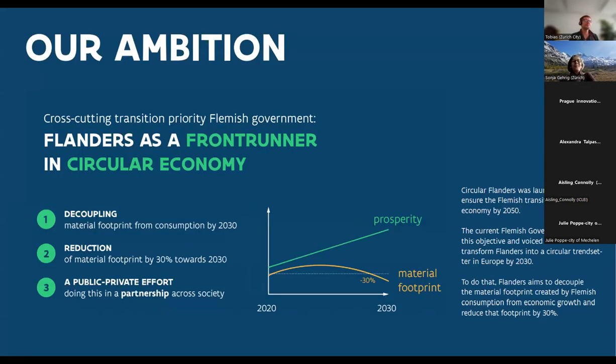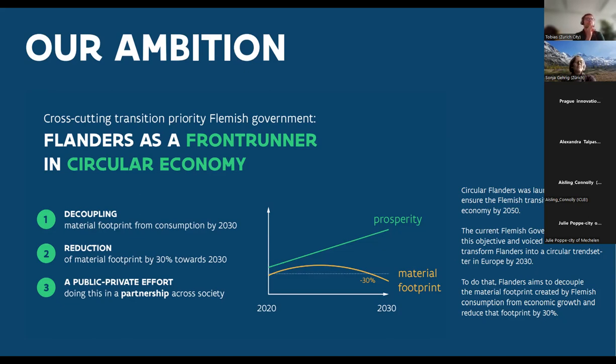Our ambition in Flanders is very easy and very straightforward. We want a decoupling, a reduction of material footprint, and we want to do this in a public-private effort. So it's very simple and straightforward, but of course, then it gets complicated. If you just state this ambition, then that's not enough. You have to do a lot of things. You have to get people together. You have to provide the numbers. You have to specify your targets, etc.